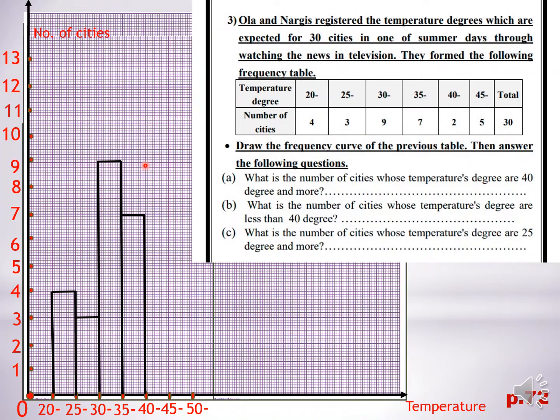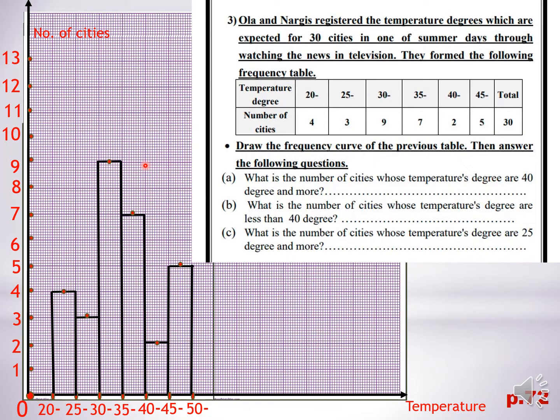From 40 to 45, 2. So I will go up from 40 to reach 2 on the y-axis. So from 40 to 45, 2. From 45 to 50, I have 5. So I will go up and draw my bar. Then I will bisect my histogram.